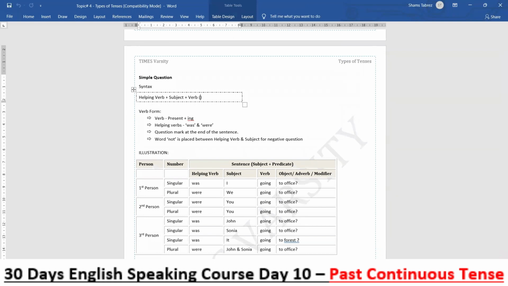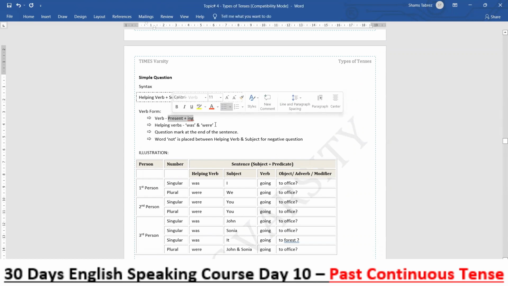Because anyway, here we are specifying verb forms. It's the ing form of the verb. Was and were are used. Of course, because it is a question, there is a question mark at the end of the sentence. And if you would like to include the word not in the question, then it should come between the helping verb and subject. This is the rule.